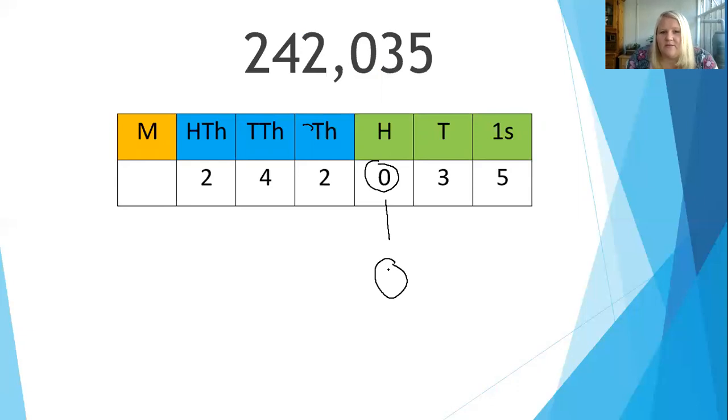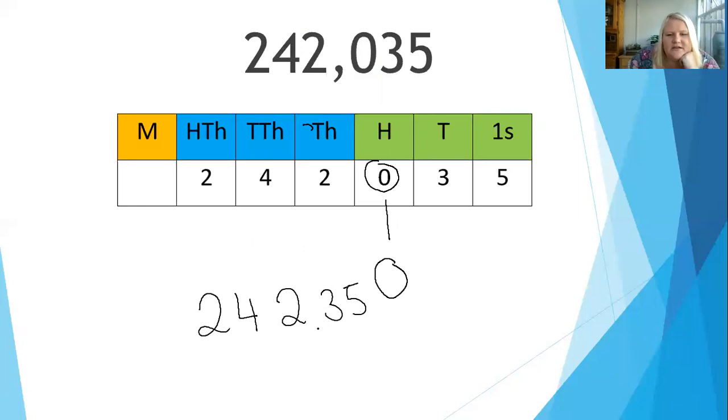We don't need to do that, but if we didn't put this 0 in, we'd end up with 242,335. Is that 242,035? No, that would end up being 24,235. So that's not the same number. So we need this 0 to be a place value holder to help us make sure that we know exactly what number we are talking about, and it's every single digit holds their value.